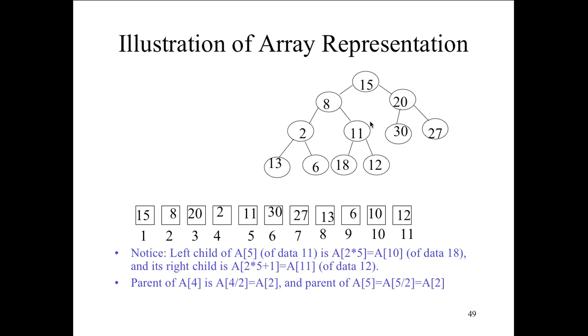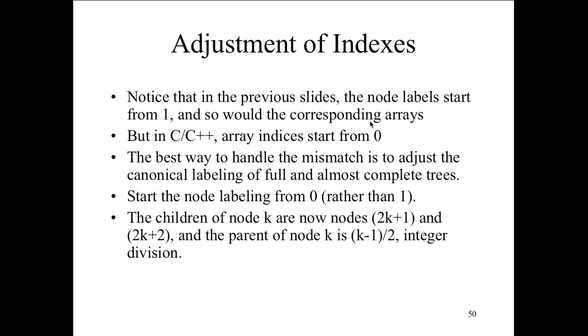So adjusting for the indexes, noticing that on the previous slide, the nodes labeled start with 1. Well, we don't have arrays that start with 1, we have arrays that start with 0. So we just start our numbering with 0. In C, C++, Java, everything, arrays start with 0 instead of 1, so we just adjust it. So the way of handling the mismatch is to adjust the order, starting with number 0 instead of 1.